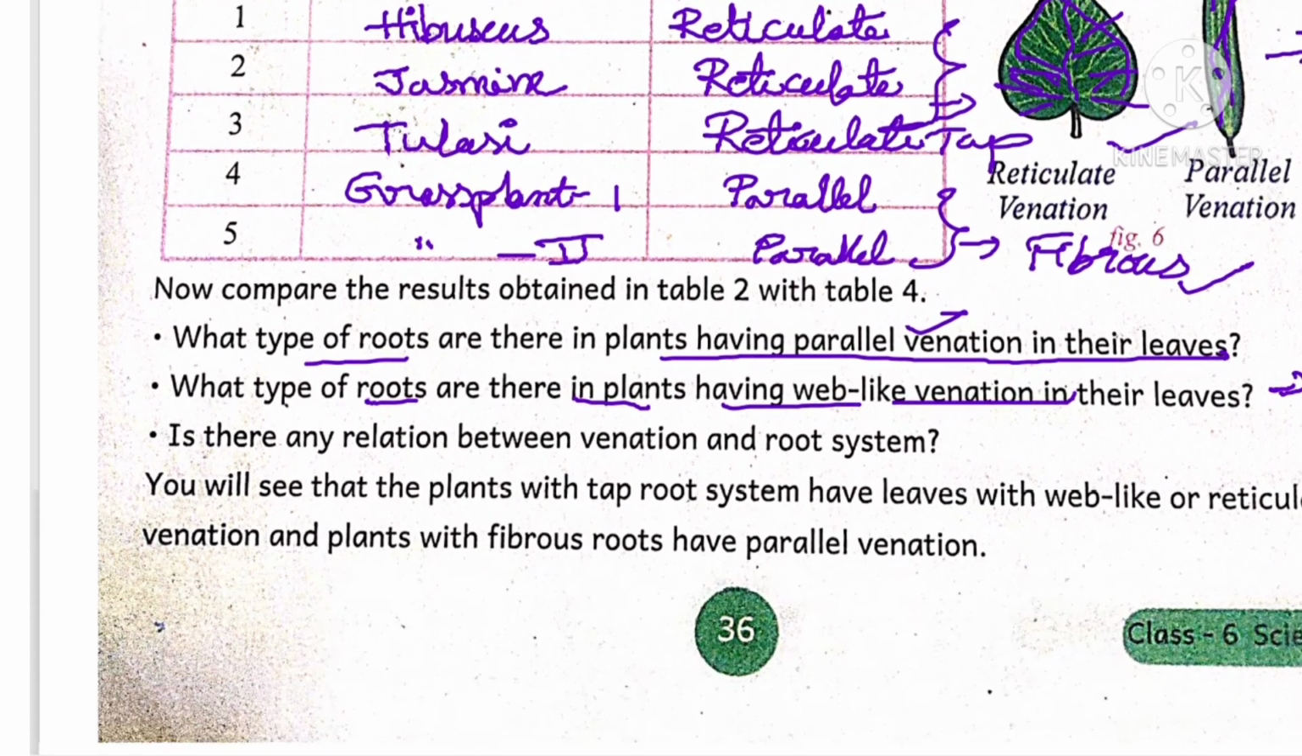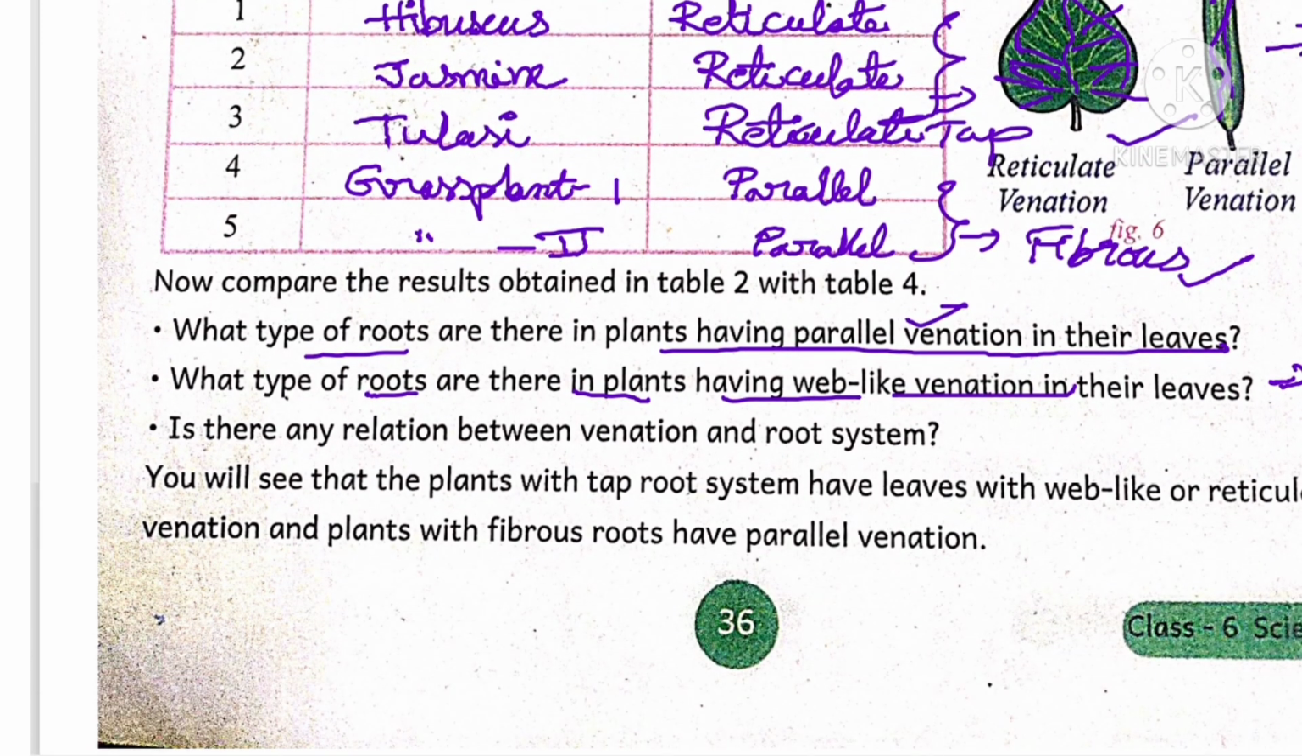So is there any relation between the root system and venation? Yes, there is a relation between the venation and the root system. The plants with taproot system have web-like or reticulate venation. The plants with parallel venation have fibrous roots.